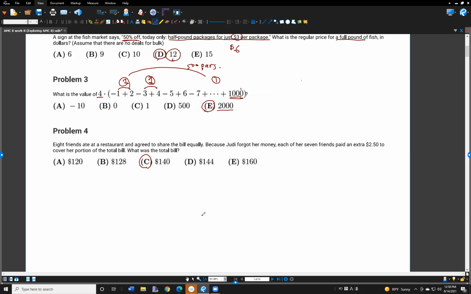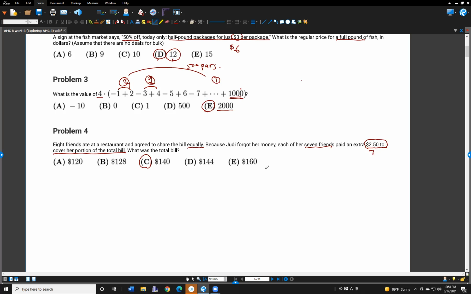The number 4, 8 friends ate at a restaurant and agreed to share the bill equally, right? Because Judy forgot the money, each of the 7 friends paid extra $2.50 to cover her portion. Yeah, they have to pay extra $2.50. What was the total bill?